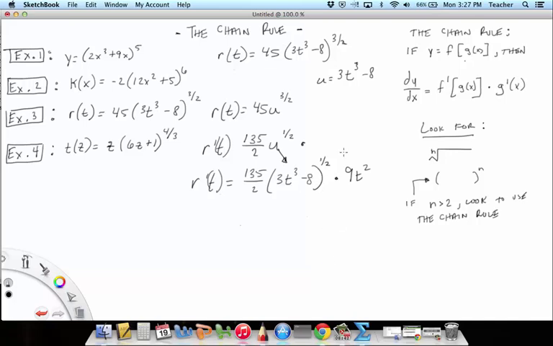It looks more complicated than the original problem, but understand that there's no way algebraically for us to take 3t to the 3rd minus 8 to the 3 halves power. You can't really FOIL that or do anything crazy with that. So we have to use this particular method. So this is your answer here.